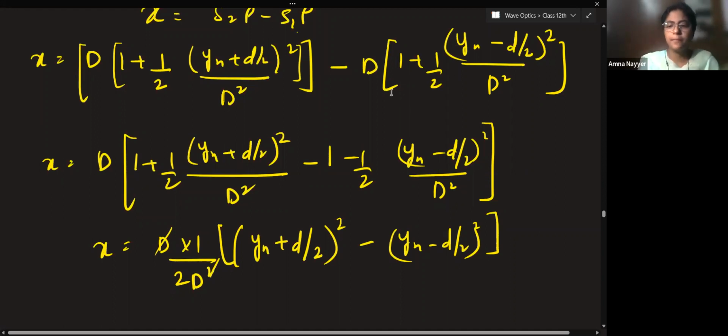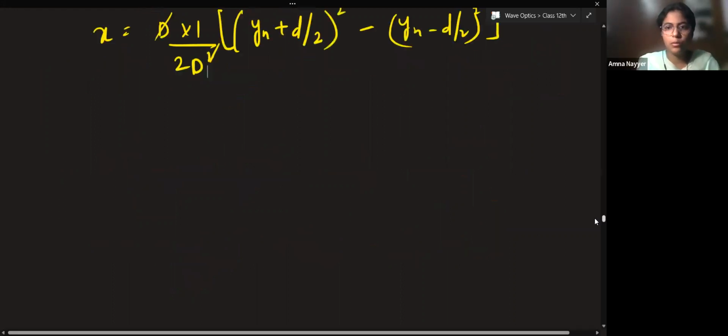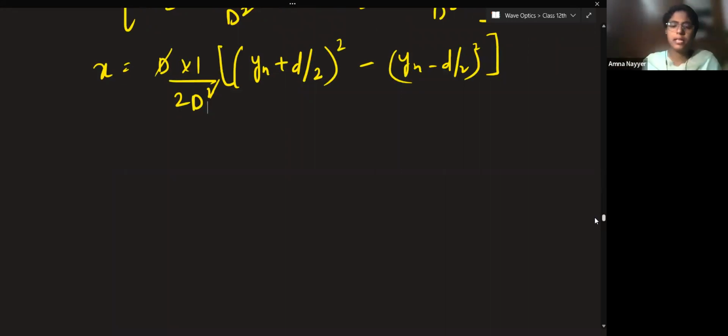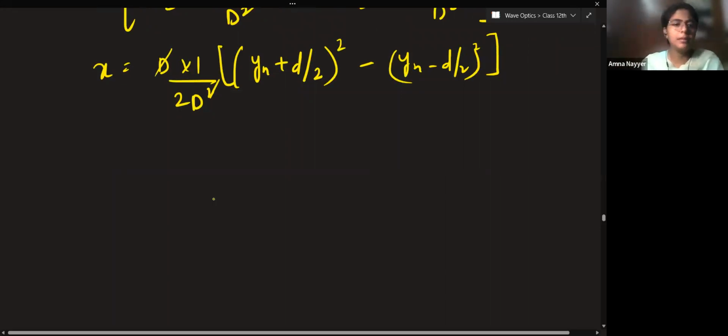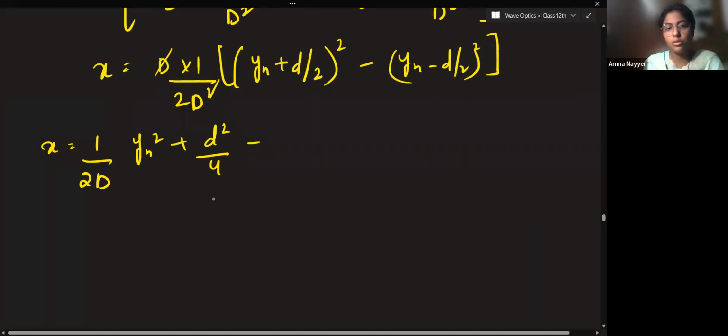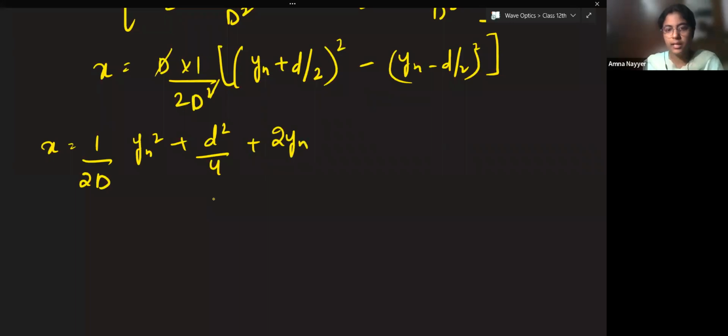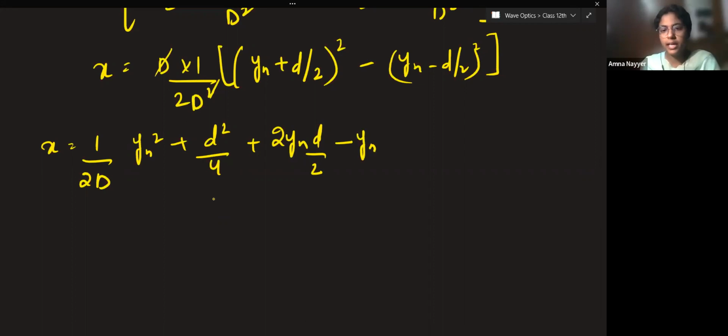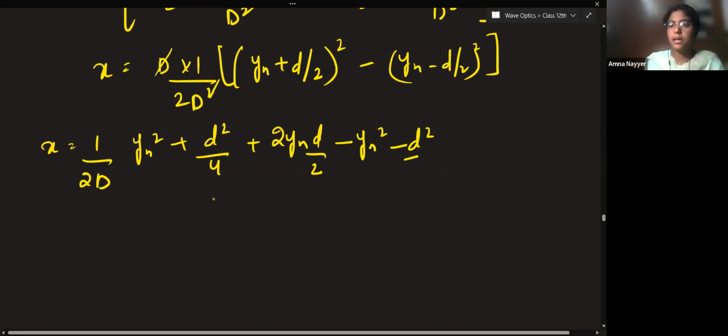Fine. Now see, if you open up the brackets, it is like a plus b whole square minus a minus b whole square, this identity. Now if you open up the brackets, this will be 1 by 2d. See, a plus b whole square, let's write it first: yn square plus d square by 4 plus 2ab. Minus, I'm already multiplying it with minus. A minus b whole square is there, but because of this minus, I'm already multiplying it. So again, a square plus b square, so plus into minus becomes minus, b square, minus 2ab. So minus into minus becomes plus 2ab.